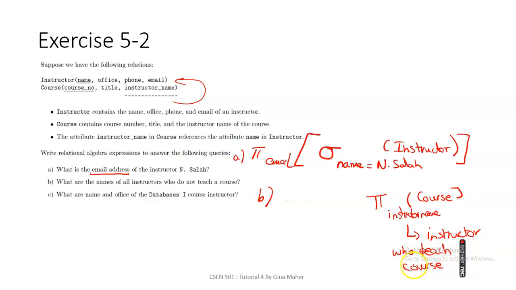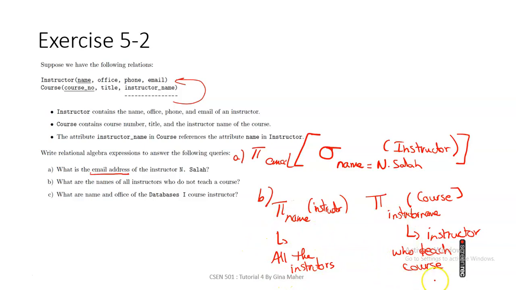Okay? Clear? Now we want to get the instructors that do not teach any course. All the instructors we have, either they teach or do not teach, are found in this instructor. So if we project on the name in instructor, we will get all the instructors, either they teach something or not.